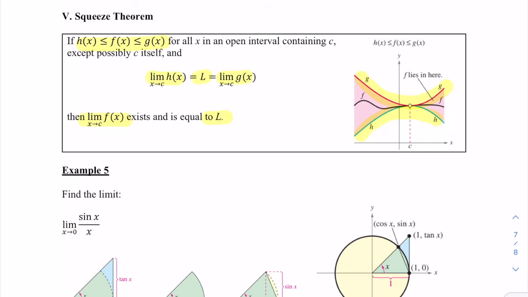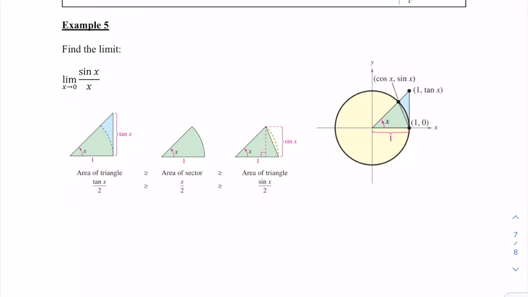All right, so let's use the squeeze theorem for a little trick. If we're going to find the limit of sine of x over x as x approaches 0, we would get the indeterminate form of 0 over 0. So we can rewrite it using trig. Another method is to use the squeeze theorem, using the area of a triangle and sector.